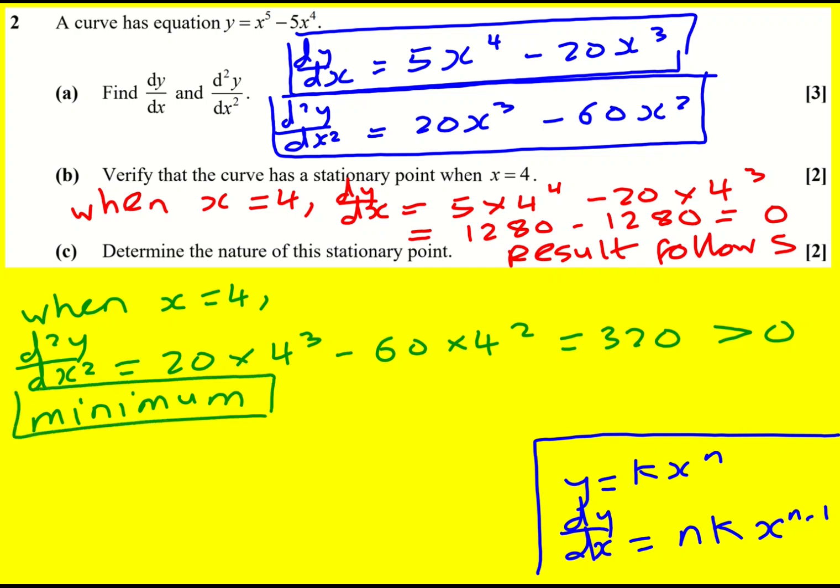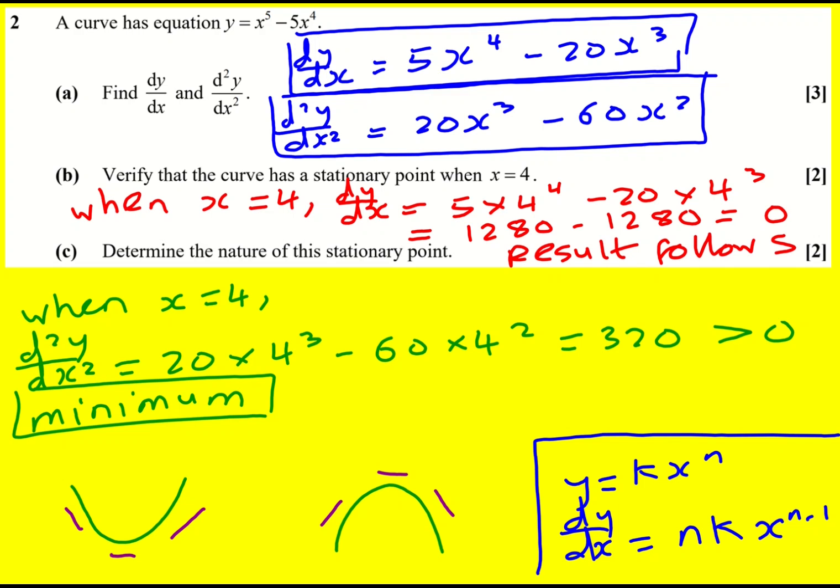Just a little reminder why that is. So when you have a minimum, the gradient is actually increasing over the course of the turning point. So that's why if we get a positive second derivative, then it's a minimum. But for a stationary point, that is. Whereas for a maximum, the gradient's actually decreasing. So the second derivative, which is the gradient of the gradient, would be negative.